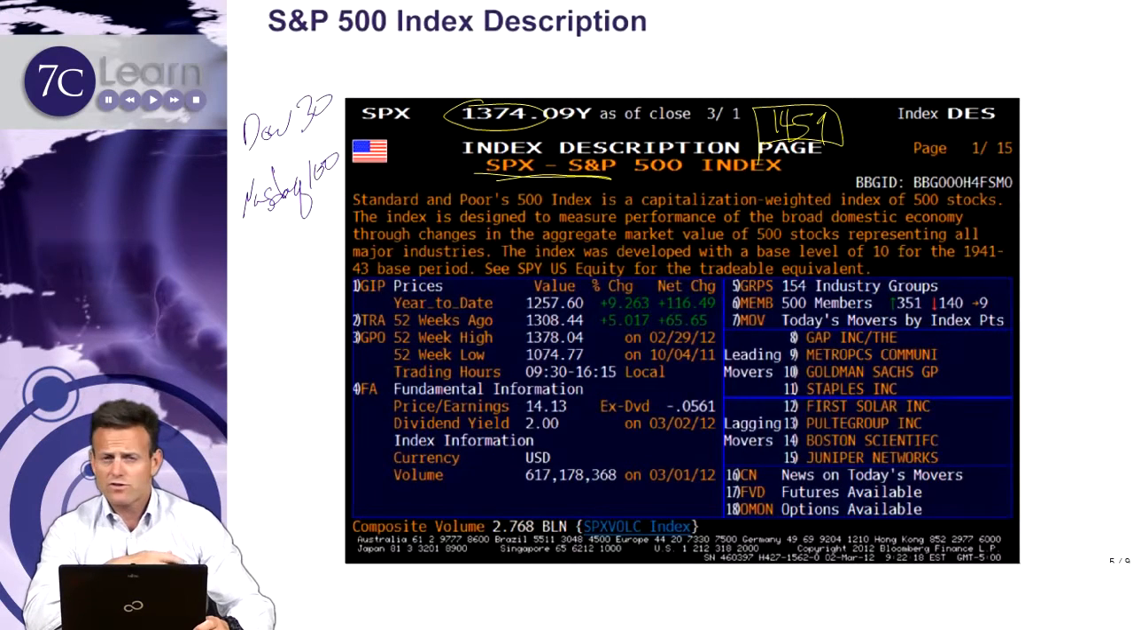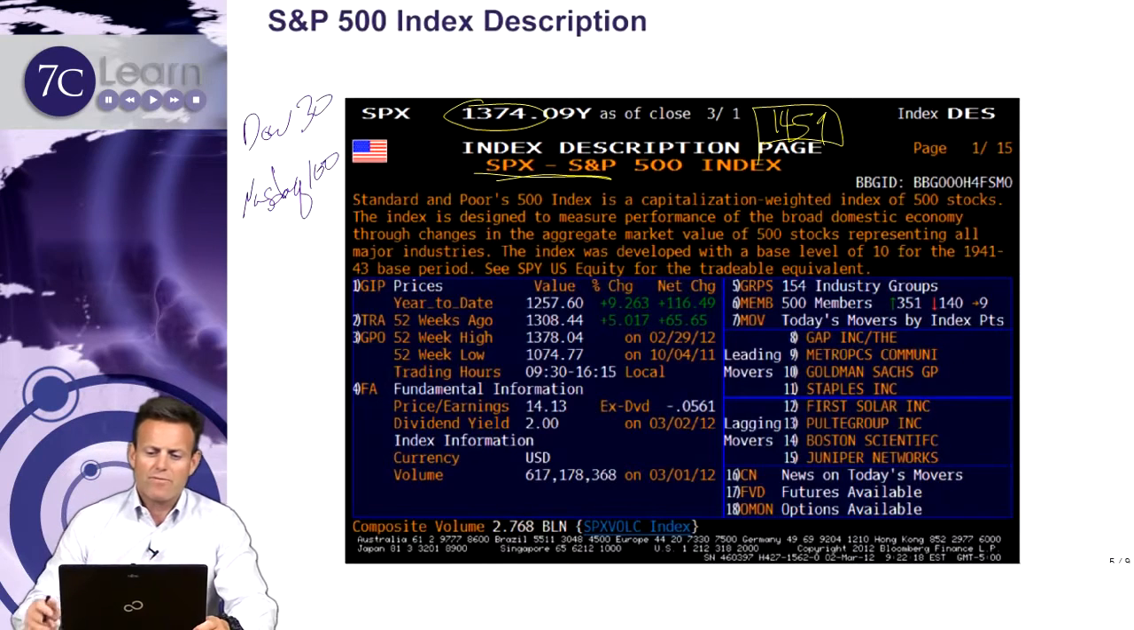There's no dollar value associated with that. It's a mathematical calculation in an Excel spreadsheet based on the stock price of those 500 names, weighted by their market capitalization, and then put together in this index.